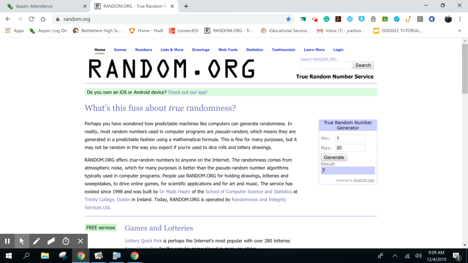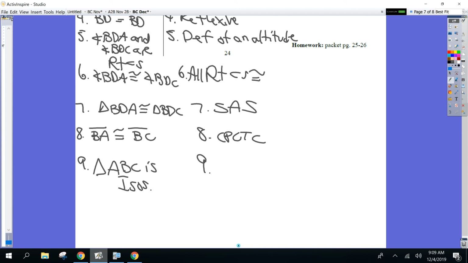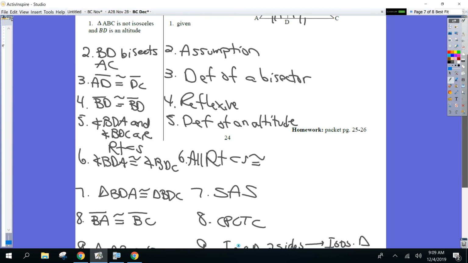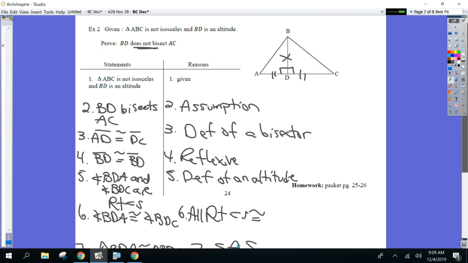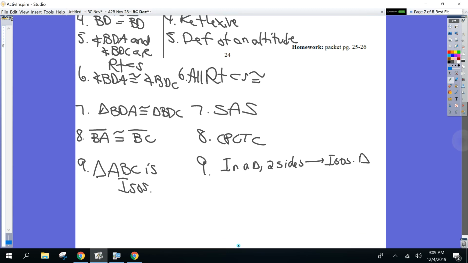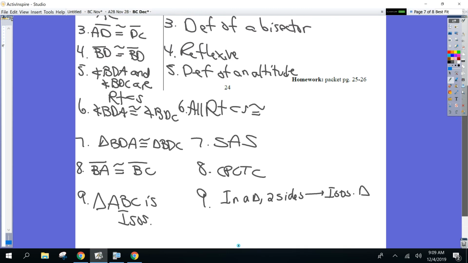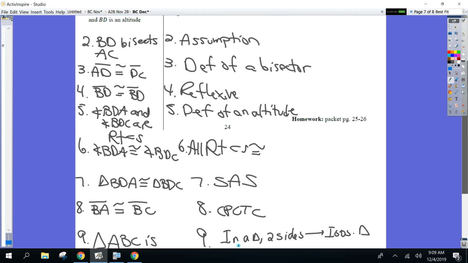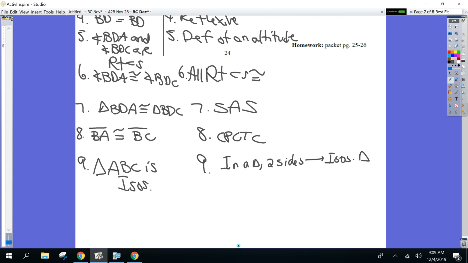Uh-oh. 7. How do we know it's isosceles? In a triangle, 2 sides congruent means isosceles triangle. Uh-oh. What did we just write there? Oh, shoot. It said it wasn't isosceles. What led us to it being isosceles? My assumption. So that bad boy's got to be false, which means the opposite, BD does not bisect AC, has to be true.